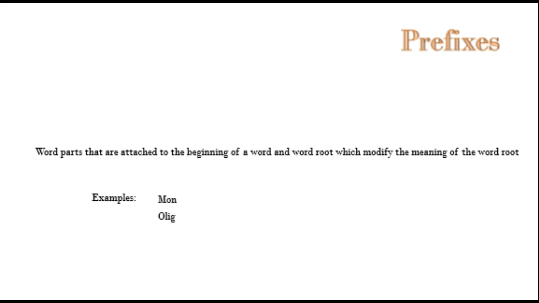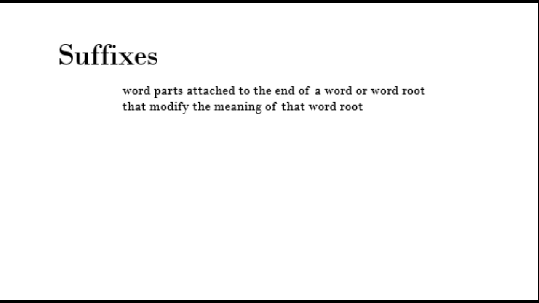Finally, let's take a look at suffixes. The suffix is a word part attached to the end of a word or word root, which modifies the meaning of that word root. In the examples of monarchy and oligarchy, the suffix y indicates that the word is an abstract noun. Does that work for other words? Let's take a look. Energy, history, democracy. All abstract nouns.